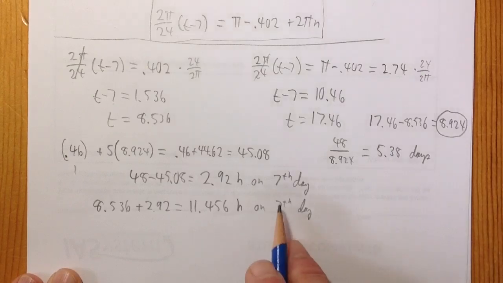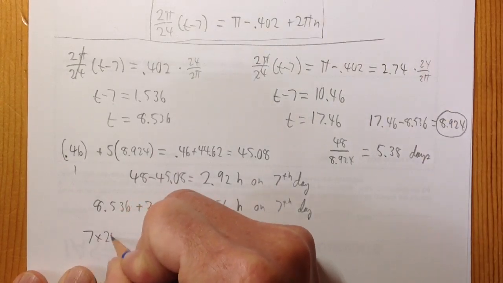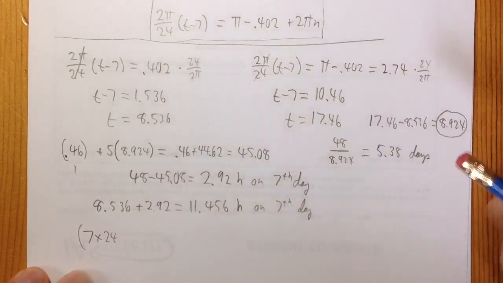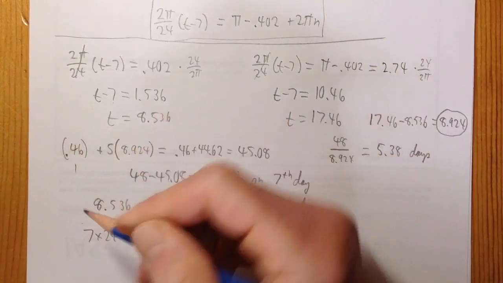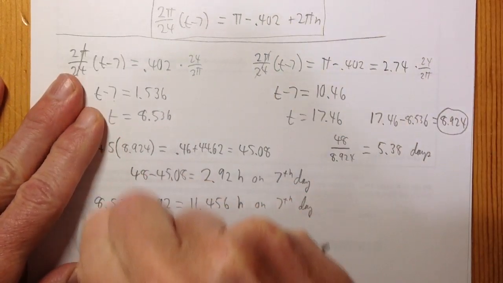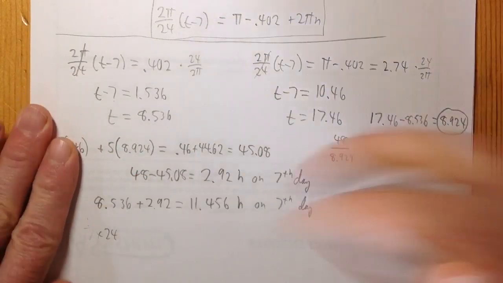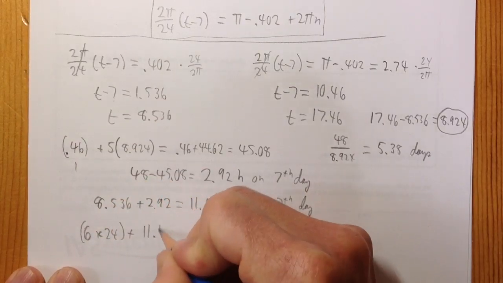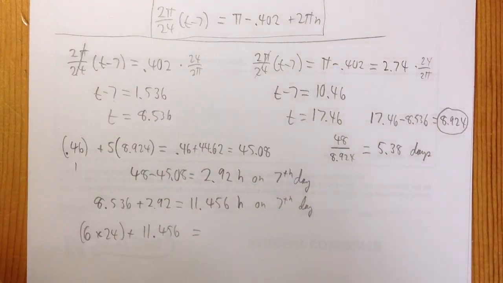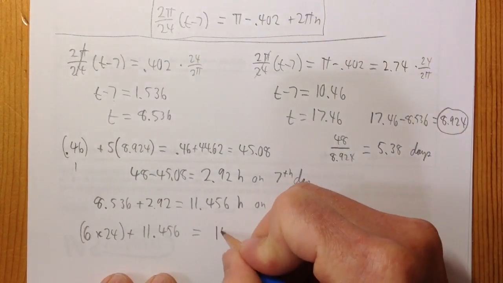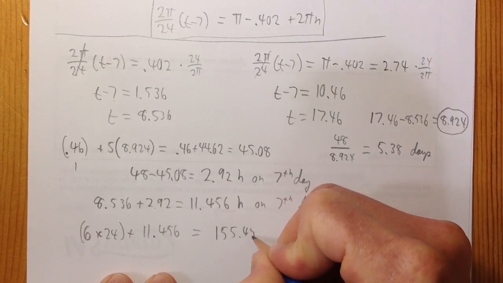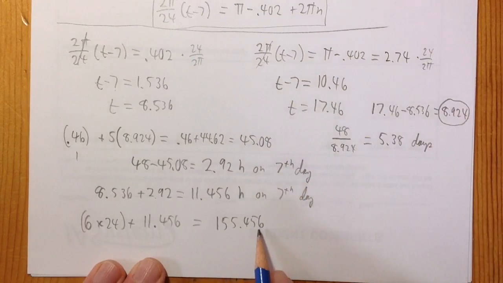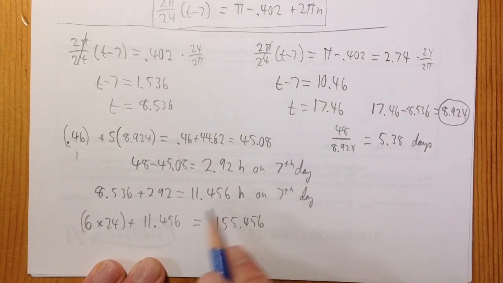I don't know. We could figure out the hours. So let's just figure out the hours. So that's 7 times 24, 7 full days. No, 6 full days because it's on the 7th day. 6 full days, 6 times 24 plus 11.456. So 6 times 24 plus, then the last day it's 11.456 when we get there. So that's a time of 155.456. So if we just go by linear hours, this is when it'll be dry. Or if we go by days, 11.456 on the 7th day.